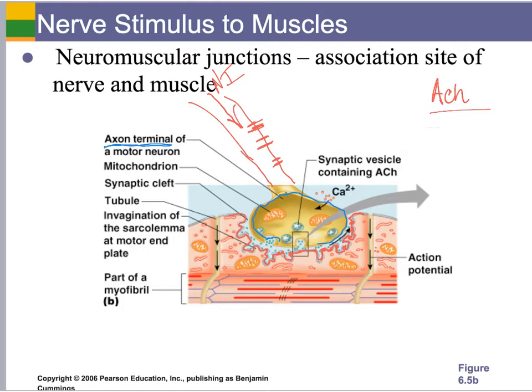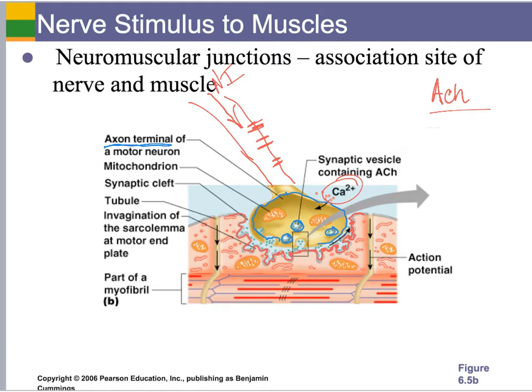And when it opens the gates, the membrane of the axon is going to become permeable to calcium. It's going to let calcium into the neuron. And that calcium rushing into the neuron triggers the movement of these synaptic vesicles. It triggers their movement down to the membrane of the axonal terminal.